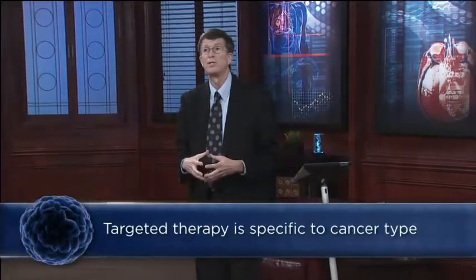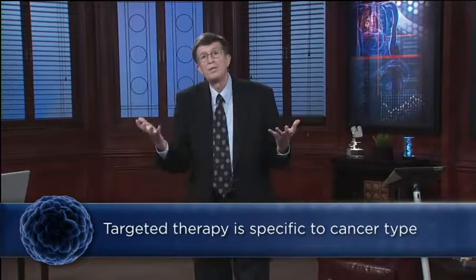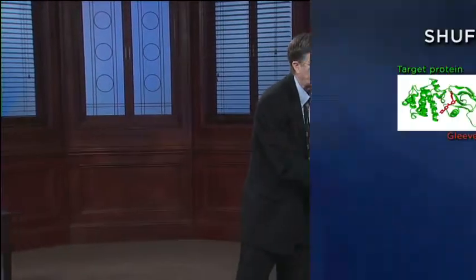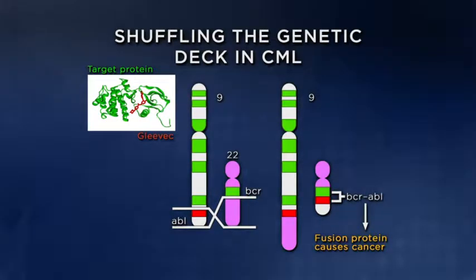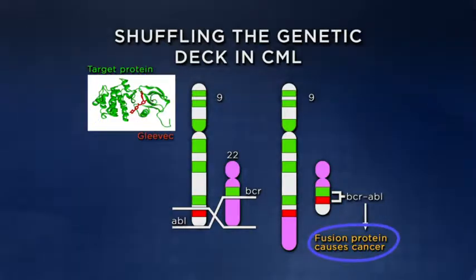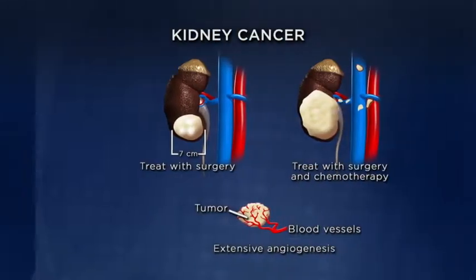Targeted therapy is relatively specific. So I've dealt with targeted therapy several times. So for example, Gleevec is terrific, right? It targets a certain protein that's made because of the shuffling of genes, the fusion protein. Let me just take you through one tumor to show you how targeted therapy can be valuable, and that's kidney cancer.